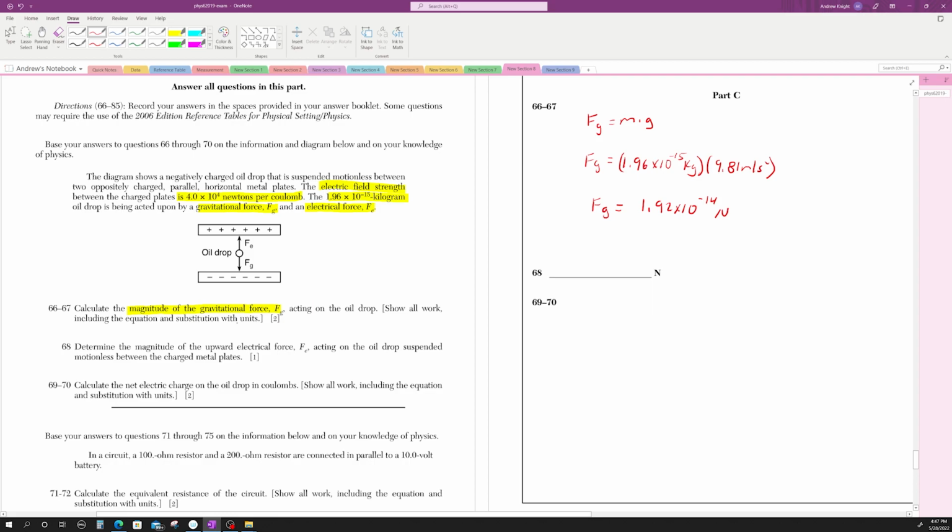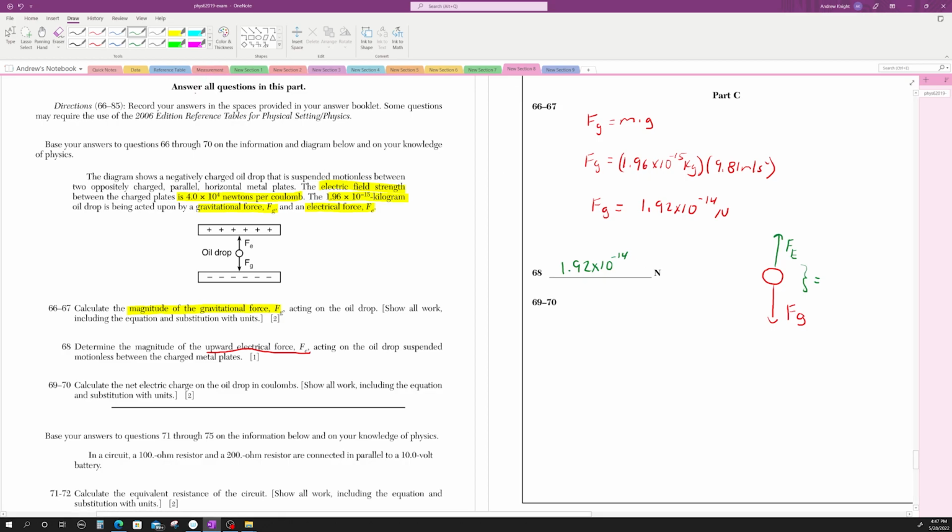Question 68. Determine the magnitude of the upward electrical force. Well, if gravity is trying to pull this drop down, the force of gravity, or the weight, is trying to pull it down, and if it's suspended, then this oil drop has to have an equal but opposite force causing it not to do that. This is the electrostatic force in this case. These are equal to each other. So all I'm going to do is write 1.92 times 10 to the negative 14. Oh, wow, they actually gave me the unit there in their box.